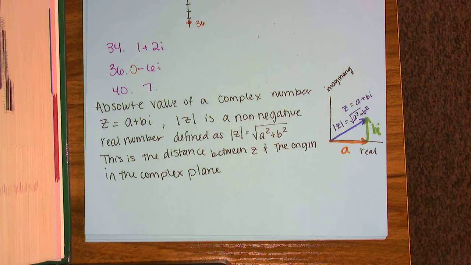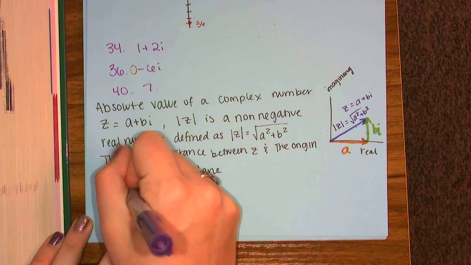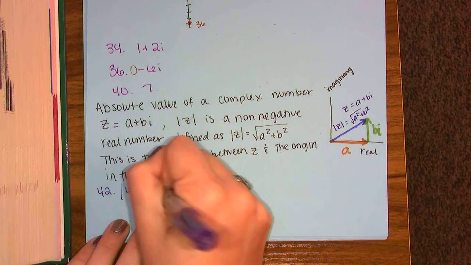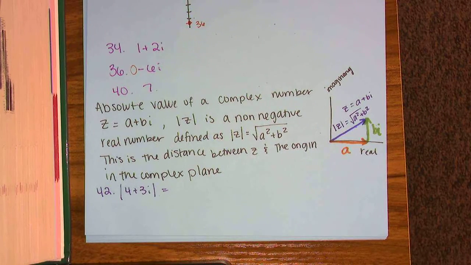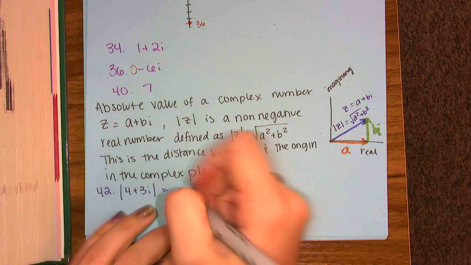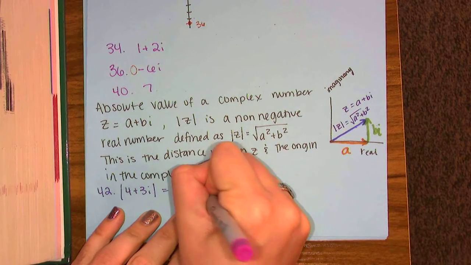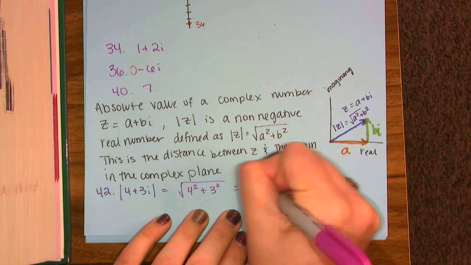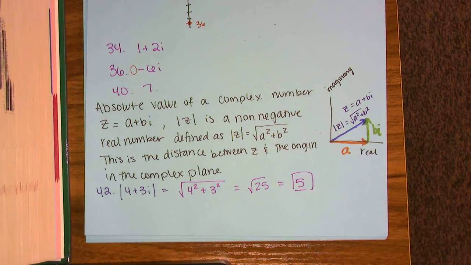Alright, so problem 42. 4 plus 3i, and I need the absolute value of it. So, it's really this simple. You write the square root of 4 squared plus 3 squared, and what is that? What's 4 squared plus 3 squared? Square root of 25, which is 5, and you're done.